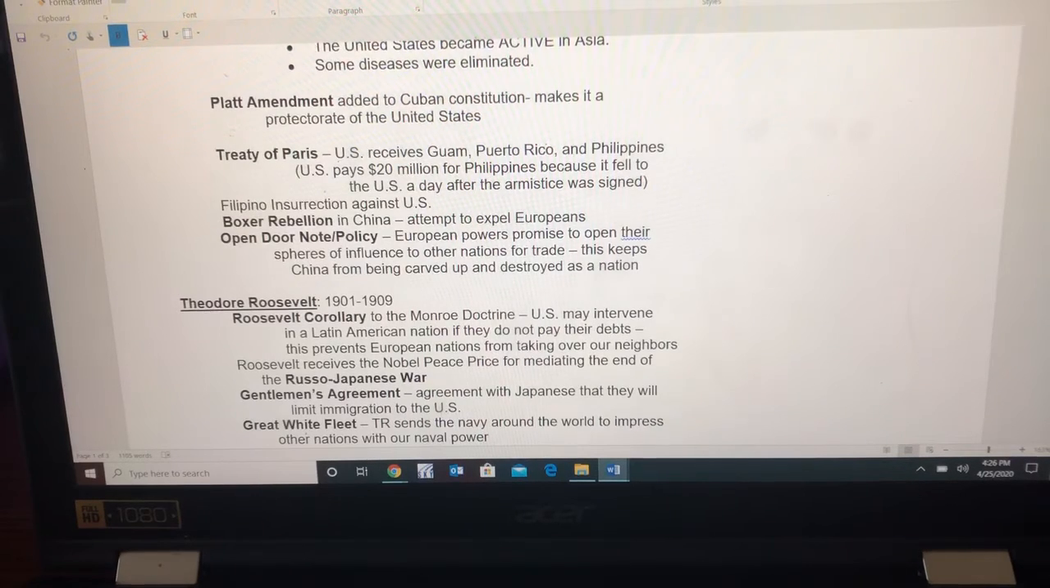At the end of the war, we signed the Treaty of Paris. The U.S. gets Guam, Puerto Rico, and the Philippines.